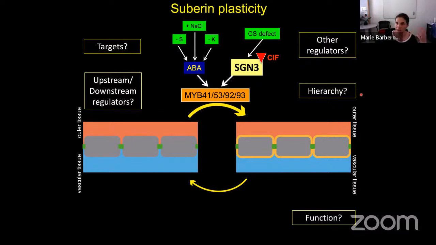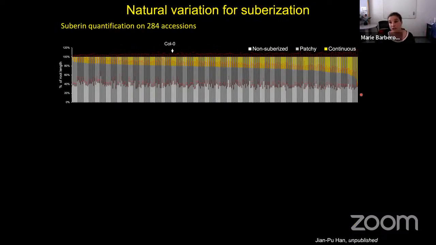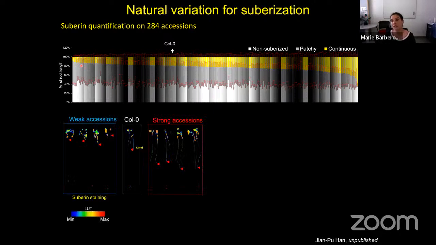So we have different screens going on in my lab. One of them is with natural variation. We're screening for natural variation in Arabidopsis for suberin deposition. Jiangpu Han, a postdoc in my group, is doing this project. He characterized the suberin pattern in 284 accessions. You could see that there is a very high degree of variation for suberin. Here they are ranked based on the continuous zone of suberization. On the right side, you have plants with very enhanced suberin deposition compared to the left side, plants with reduced suberization.